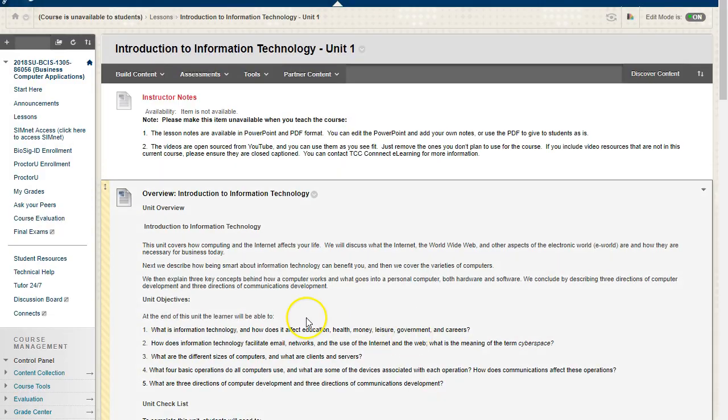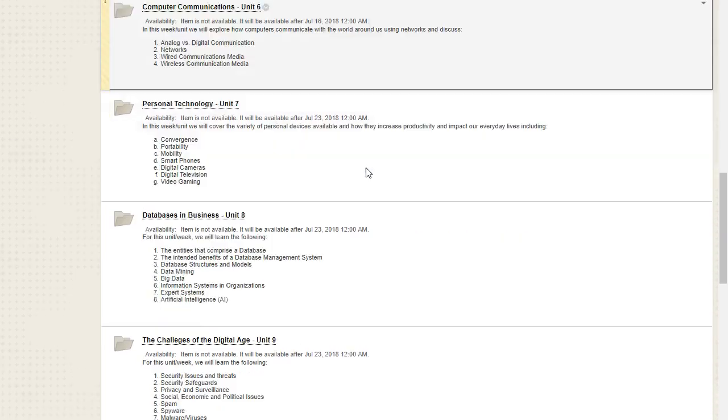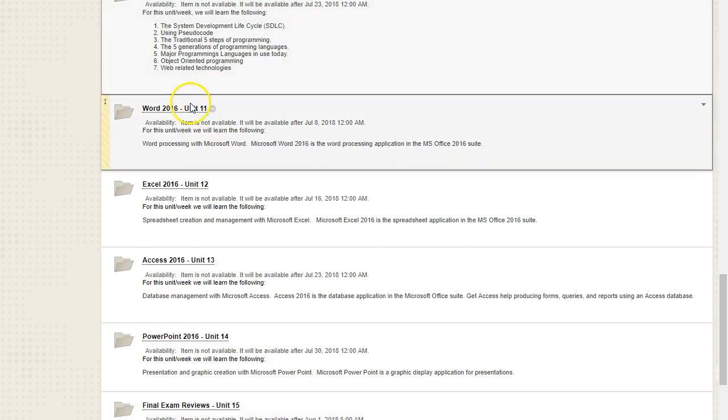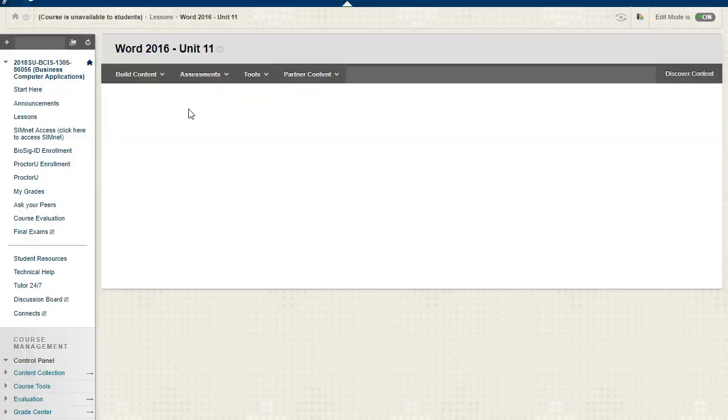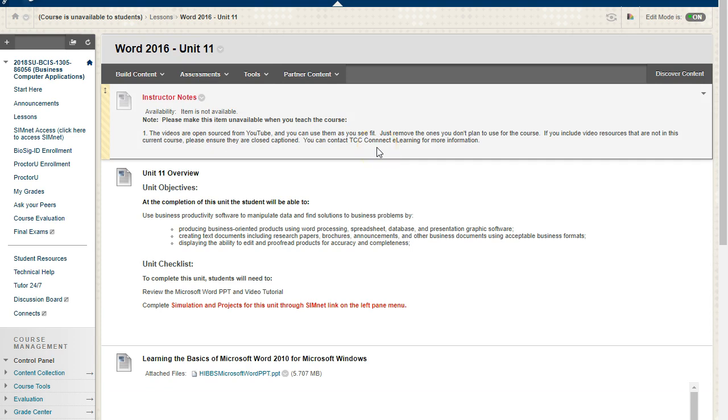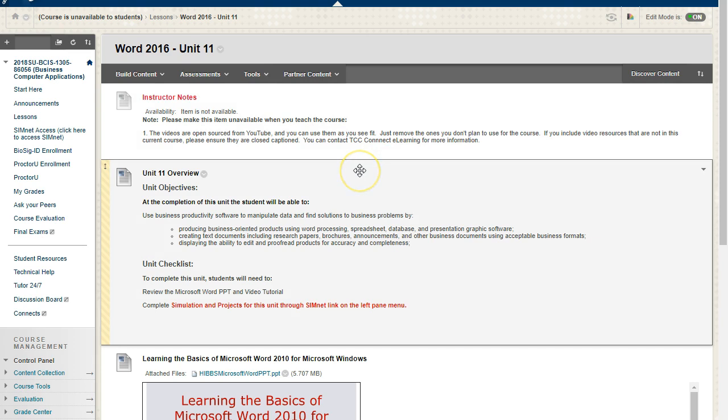Let's go ahead and go down to Unit 11 now. This is going to open up at the same time as Unit 1. Of course, Units 1, 2, and 3 are going to open up, and we'll look at the schedule in just a minute, and I'll show you how it works.